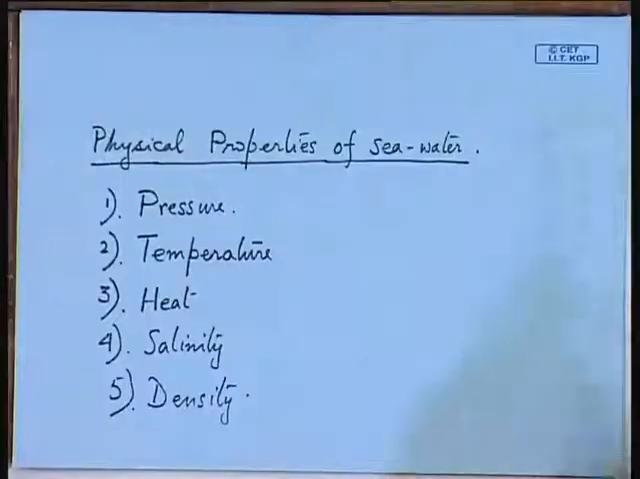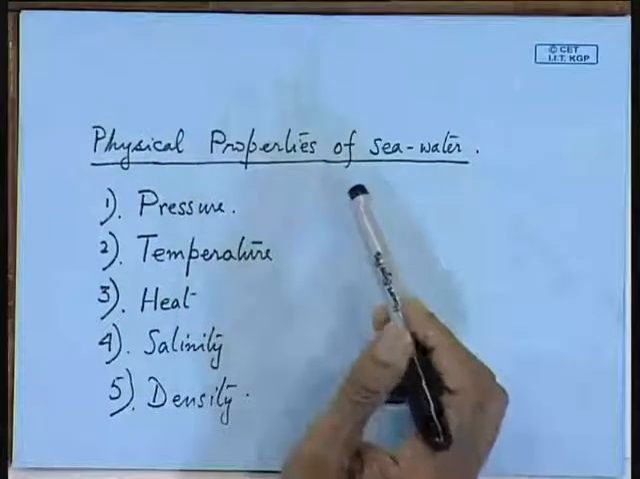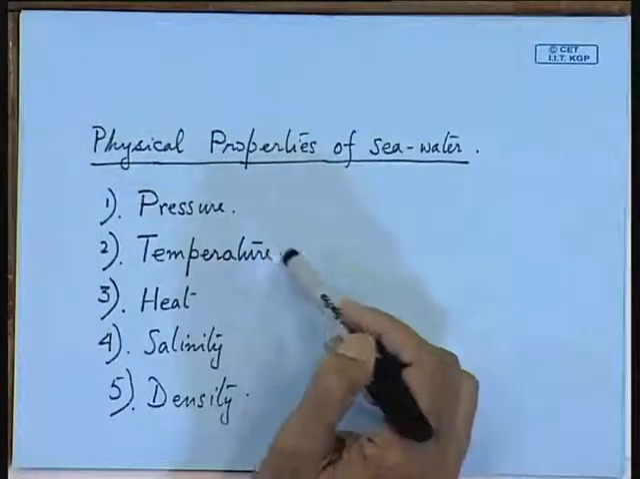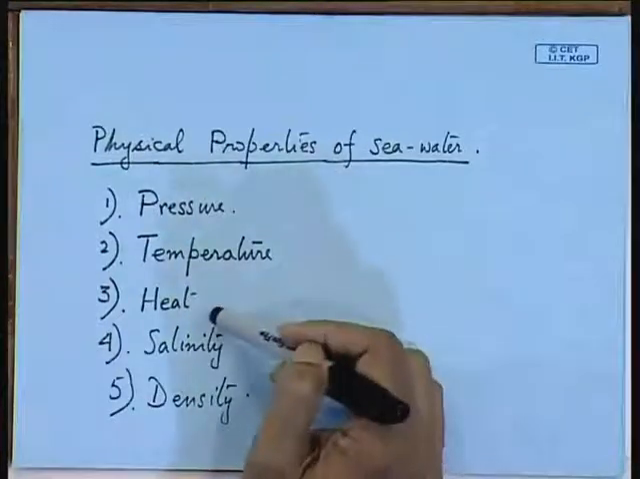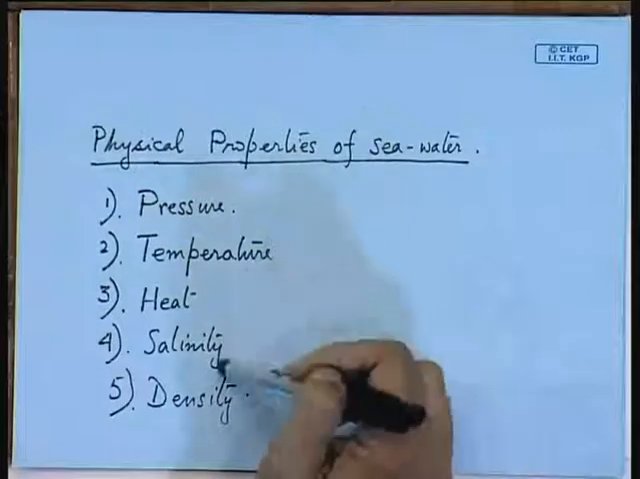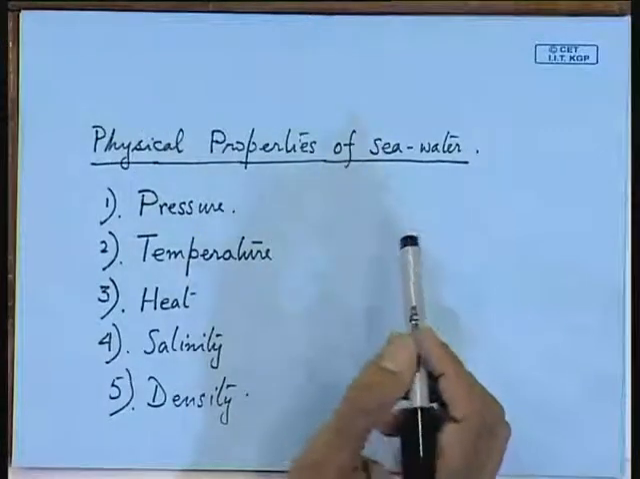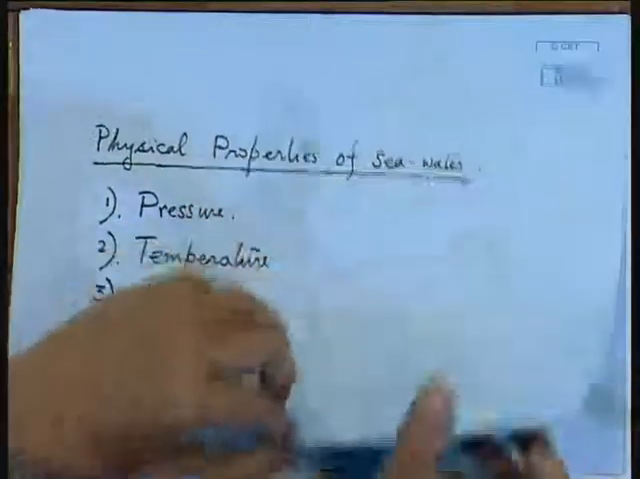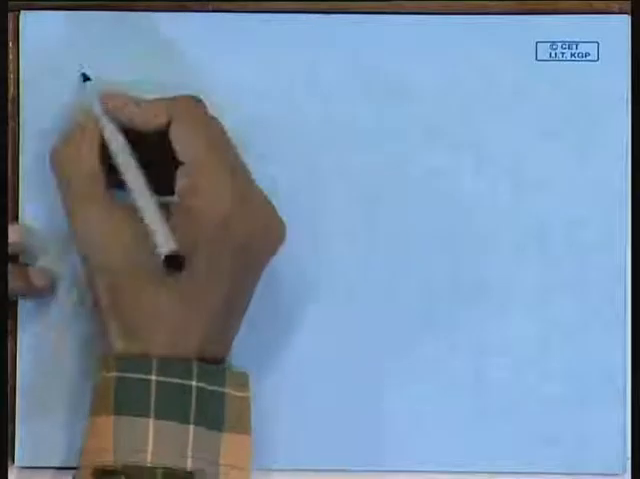So, today's lecture is physical properties of seawater. There are basically 5 parameters to be discussed. First one is pressure, then temperature, then heat. Temperature is obviously associated with heat influx, and salinity and density. Now, the first you can say is pressure. Pressure is actually force per unit area.